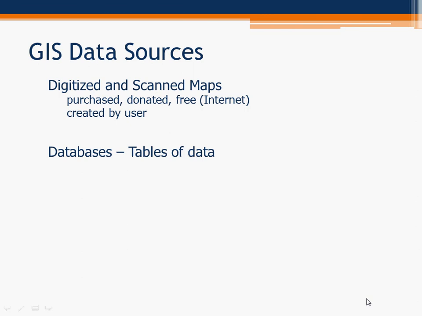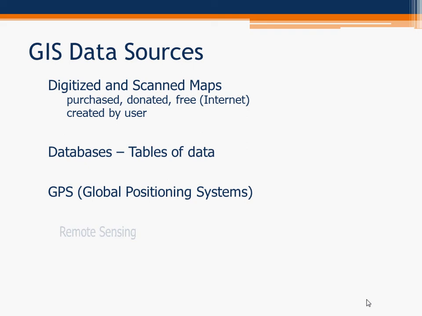We mentioned databases, tables of data, rows and columns that just otherwise would have no geographic component in Excel or in Access or some other type of database. Geo-enabling it and putting it on a map is what we want to accomplish. GPS is ubiquitous in our lives. We use GPS for many different applications, and so no exception there. GIS data, one of the sources could be data collected using a GPS out in the field.